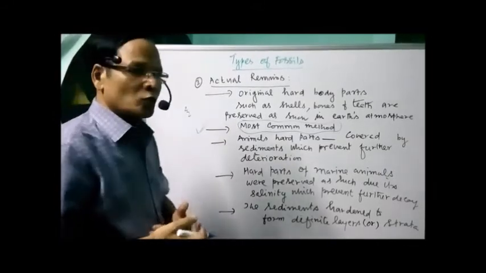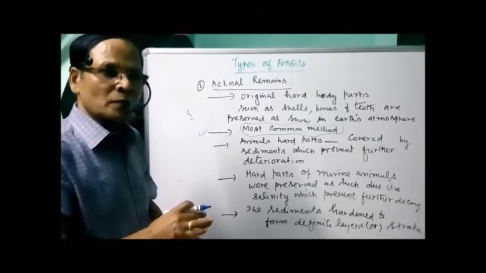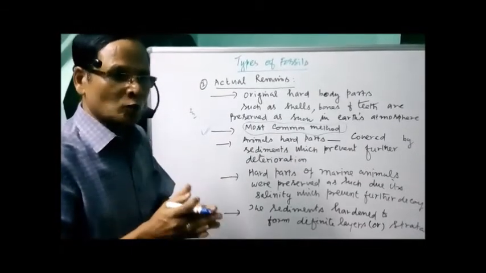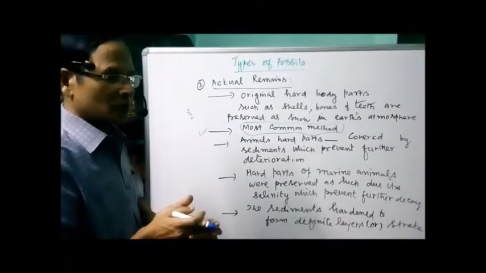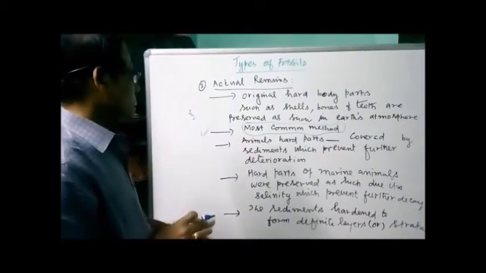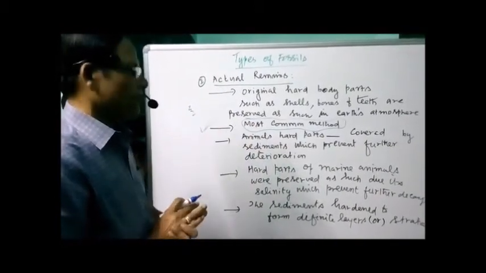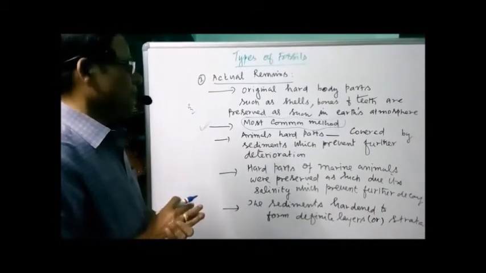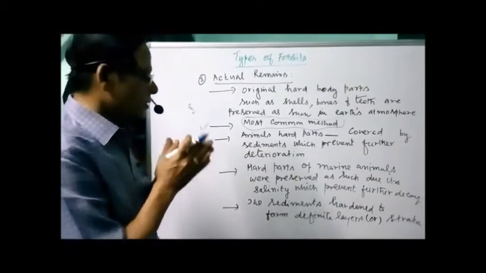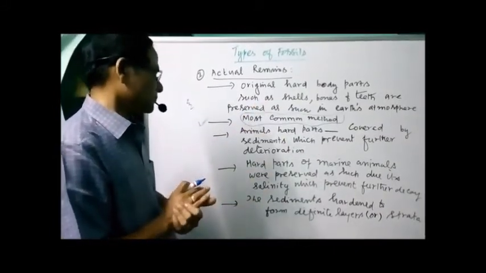When the animals in marine water die, we are talking about marine water because marine water is the place of origin of life. More fossils are formed in the marine water body, in the sedimentary rocks of marine water. So the best place for fossilization is marine water. When the animals in marine water die, their hard parts are covered by sediments, which prevent further decay or deterioration of that part. This is with reference to marine water.